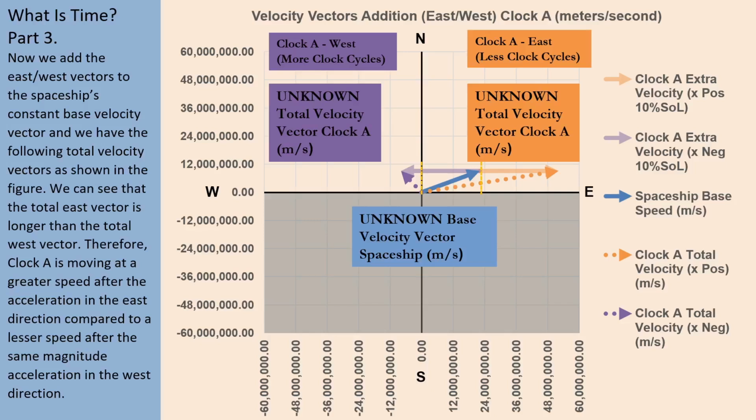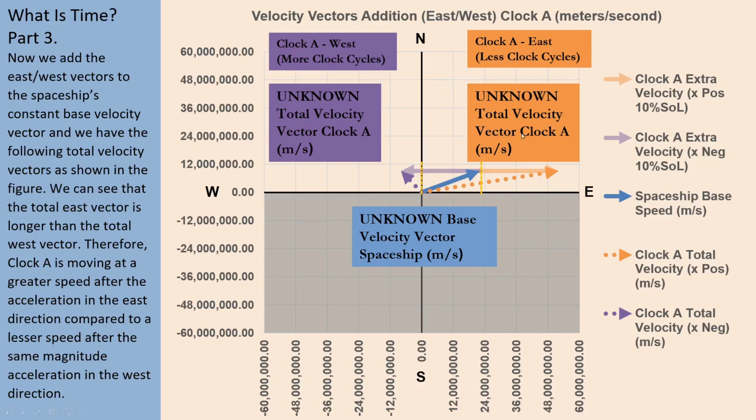Now we add the east-west vectors to the spaceship's constant base velocity vector, and we have the following total velocity vectors as shown in the figure. We can see that the total east vector is longer than the total west vector. Therefore, clock A is moving at a greater speed after the acceleration in the east direction compared to a lesser speed after the same magnitude acceleration in the west direction.